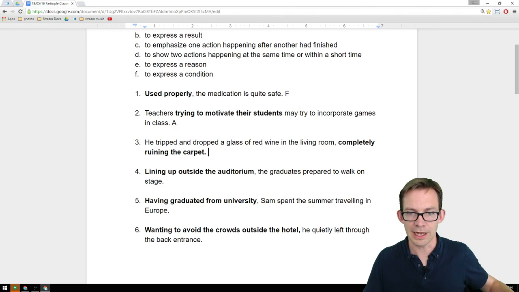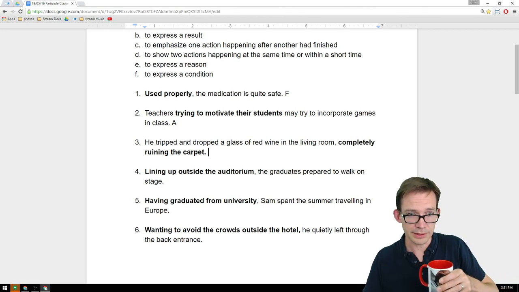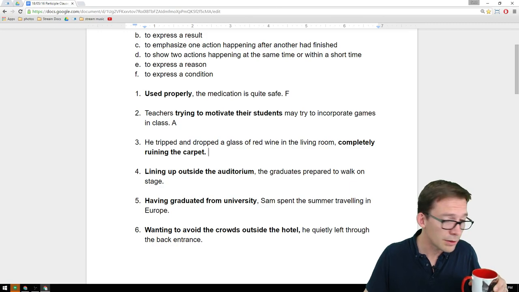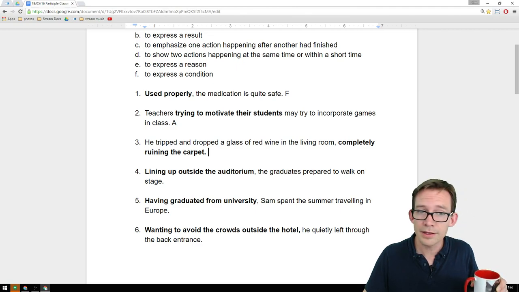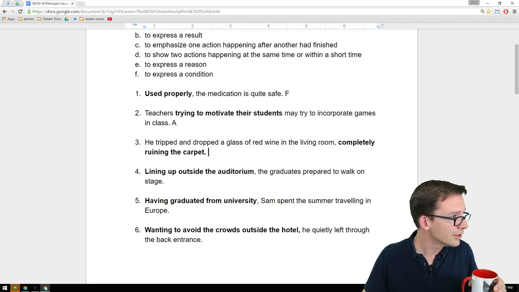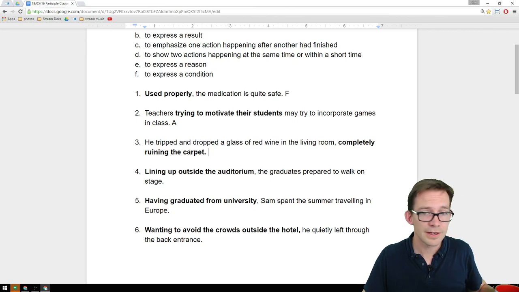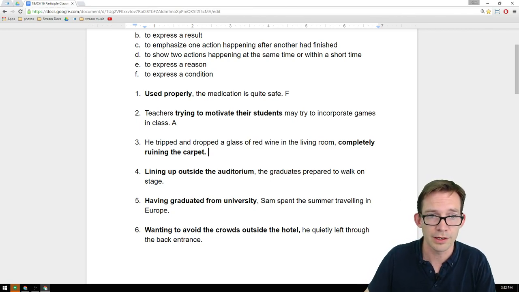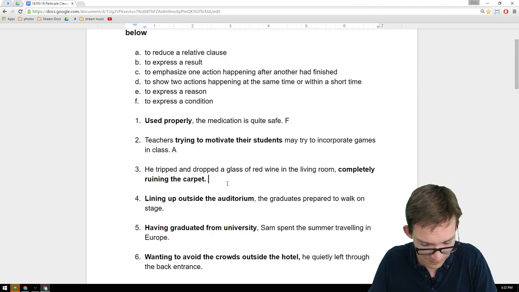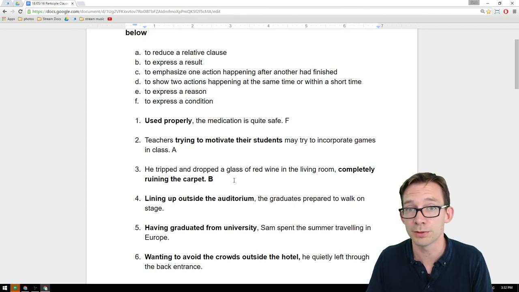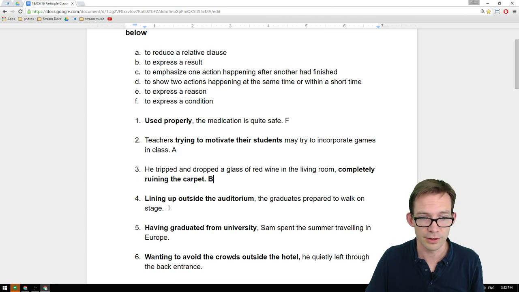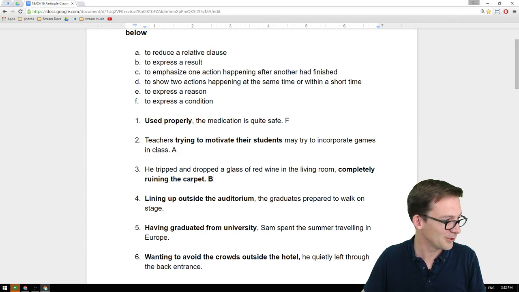He tripped and dropped a glass of red wine in the living room, completely ruining it. Number three, Bruno says B. Does anyone agree with Bruno on this case? Rowan does. Good. Marianne says three is B as well, and I agree. You guys are correct. Number three is showing the result, right? Completely ruining the carpet, meaning which completely ruined the carpet. Good stuff. You guys are crushing it. You're nailing it.